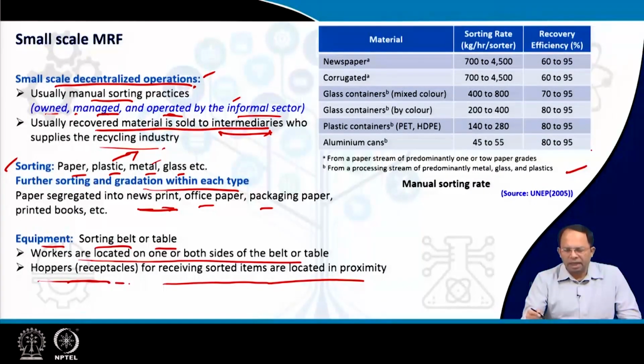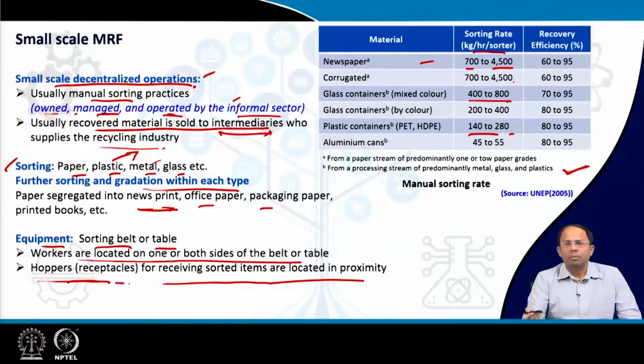This is not from India but from some other country, and here you see the sorting rates. That means for newspaper, around 700 to 4,500 kilograms per hour per sorter can be recovered. Of course, this rate varies on how much waste and what kind of waste we are receiving. Glass containers, it is 400 to 800 kilograms per hour per sorter. Plastic containers, 140 to 280 kilograms per hour per sorter. So these are the sorting rates.